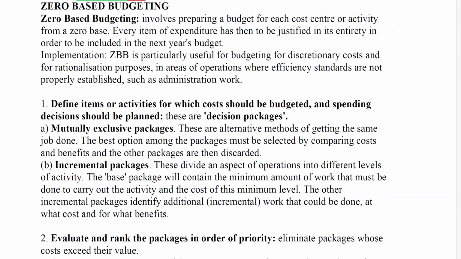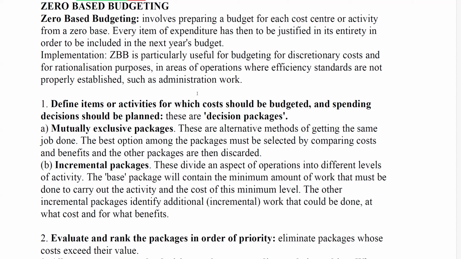So every item of expenditure has to be justified in its entirety in order to be included in the next year's budget. So how do we implement this? Zero-based budgeting, which is ZBB, is particularly useful for budgeting for discretionary costs. Costs that are discretionary, like there are some things that they can be or they cannot be this time, like the hair extension. We may not need hair extension because we still carry the hair we already have. And that is a discretionary cost, for rationalization purposes, to think about whether you need it this time.